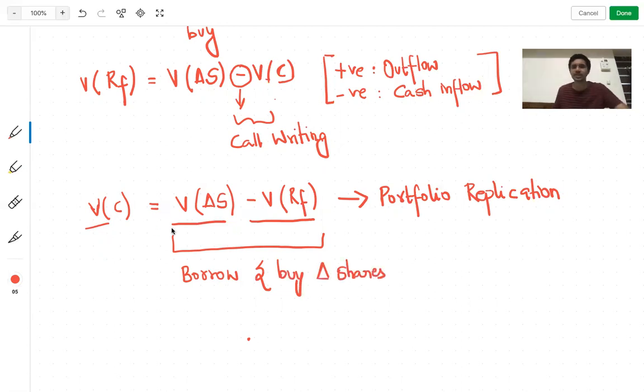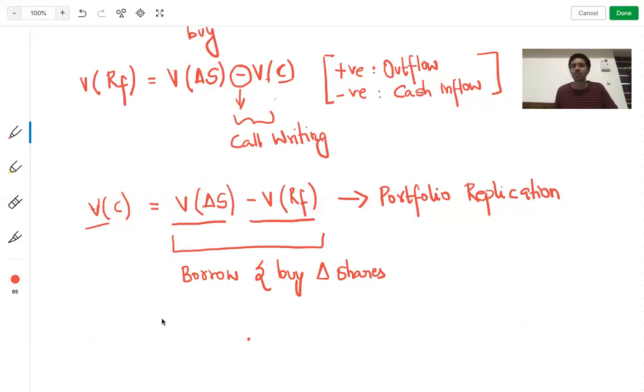Okay, so if you actually see, all I did was in the delta neutral method, we had a certain equation where the value of a risk-free portfolio was equal to value of delta shares minus value of a call option. All I did was move value of call to the LHS and move value of the risk-free portfolio to the RHS. When I did that, what I exactly arrived at was the portfolio replication, because value of call option is nothing but borrowing and buying delta shares, where the amount of borrowing is slightly less than the amount of cash outflow on buying delta shares, right?